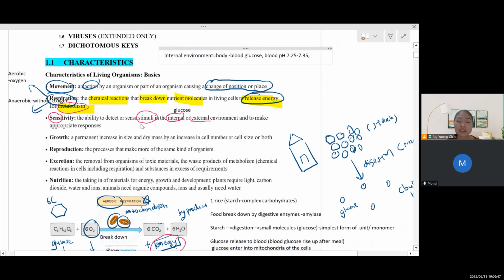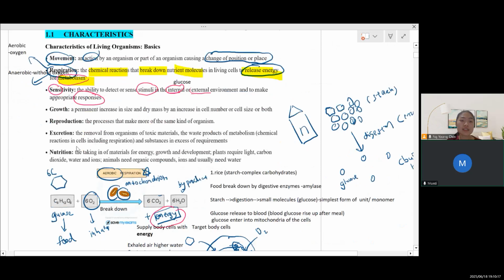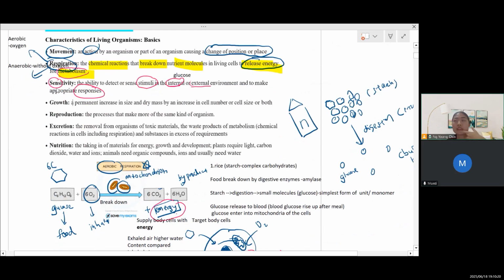A stimulus is something that will stimulate you, so you're able to make a response towards it. For example, suddenly your hand touches a hot kettle. The hot kettle is a stimulus. So you respond by withdrawing your hand away because you feel very pain, right? So this is sensitivity. Sensitivity is talking about the nervous response. You will learn about this later.